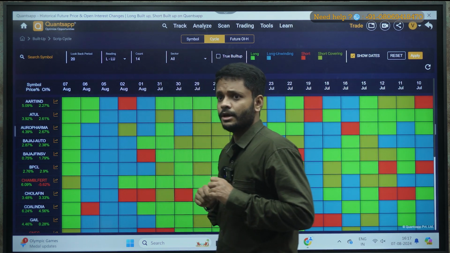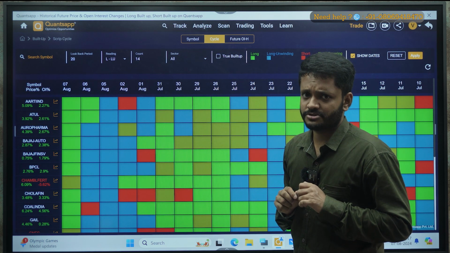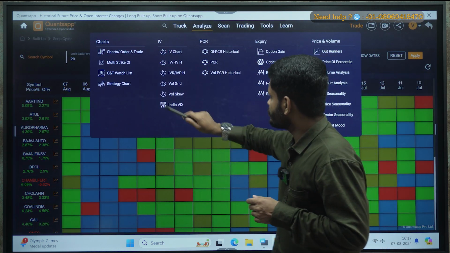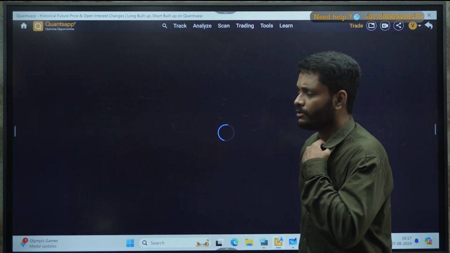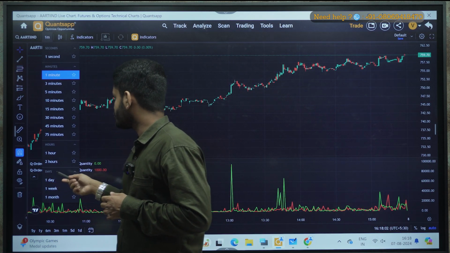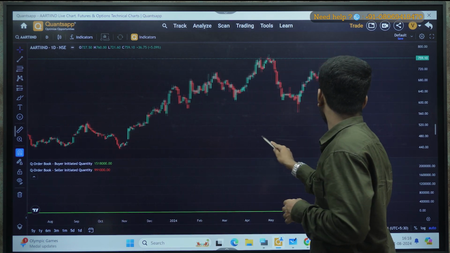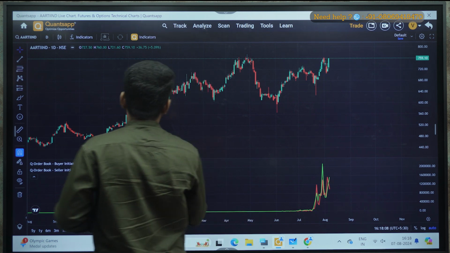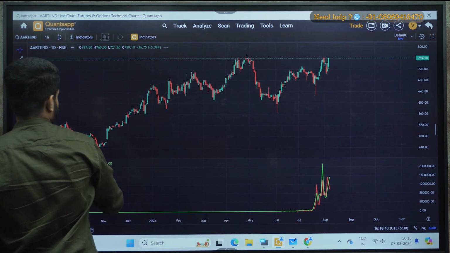Aarti Industries is bullish as of now, correct? My target for Aarti Industries was somewhere around 800. Above 750, I could see that Aarti Industries is going to touch 800. Now, what strategies shall I deploy and what shall be the SL? As of now, what shall be my stop loss?